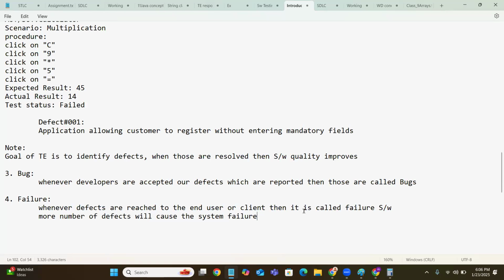So if a tester identifies a defect or issue or incident or fault, and developers accept your defects, those we call bugs. If more defects are there in the application once you deliver it to the client, then they say it is a failure software. That's called failure software.